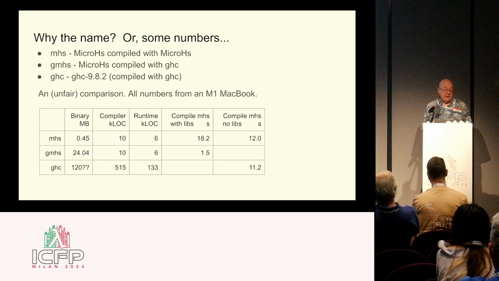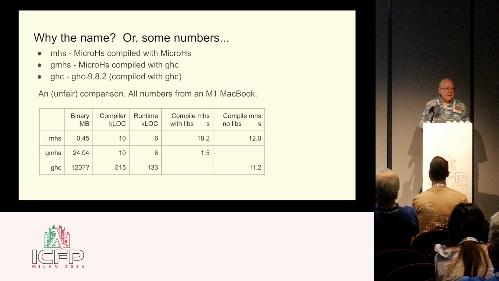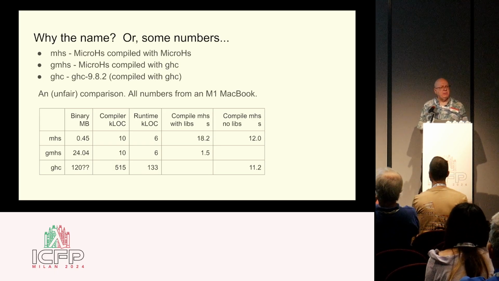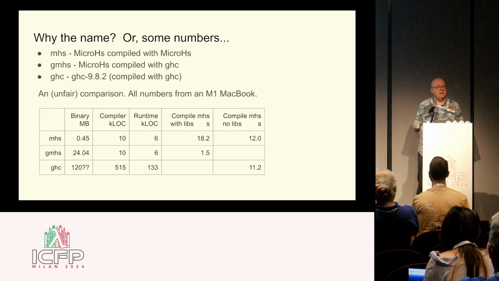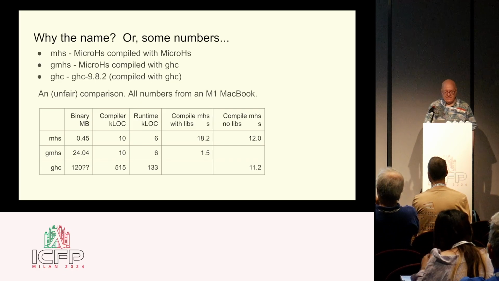But if I compile it with GHC and use that to recompile itself, then it takes 1.5 seconds. So, of course, GHC is a lot faster. But MHS is fast enough.